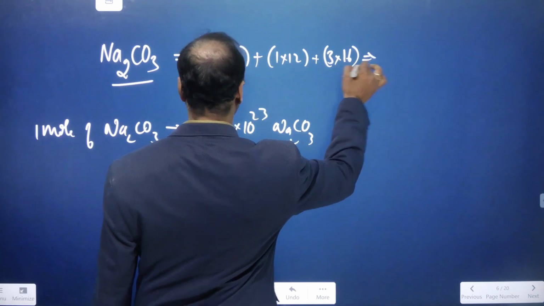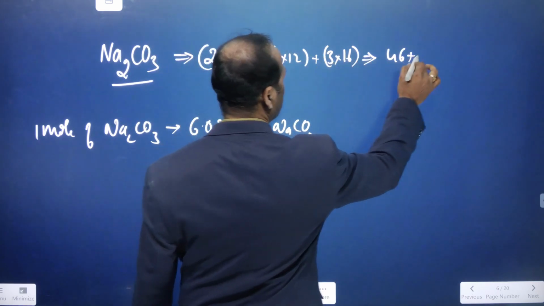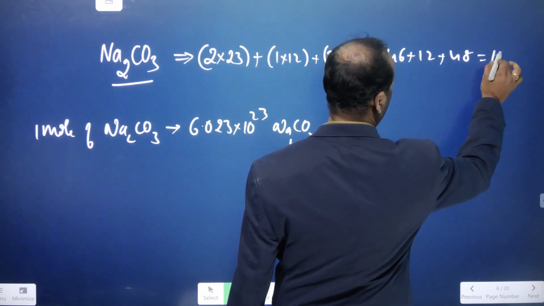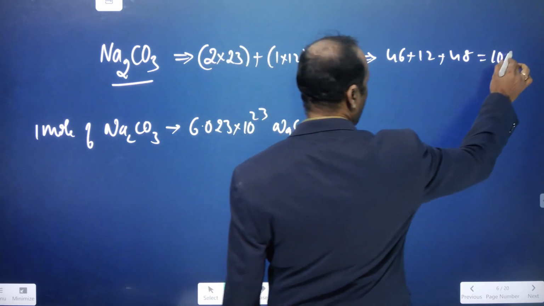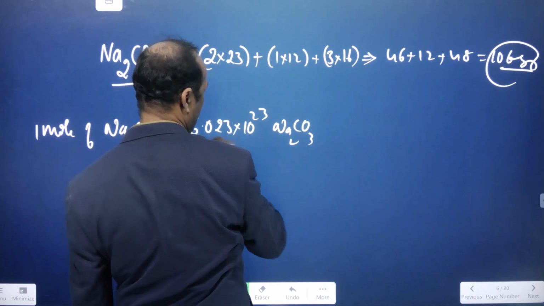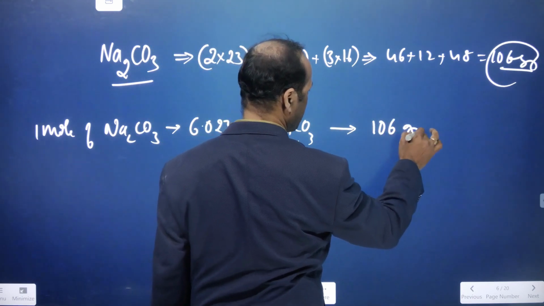Now, 2 into 23 is 46, plus 1 into 12, that is 12, plus 3 into 16, that is 48. If you add all this, you will get 106 grams. So 1 mole of sodium carbonate has a mass of 106 grams.